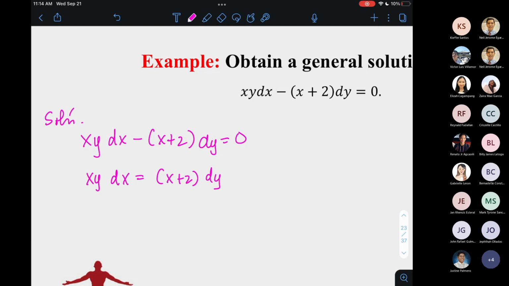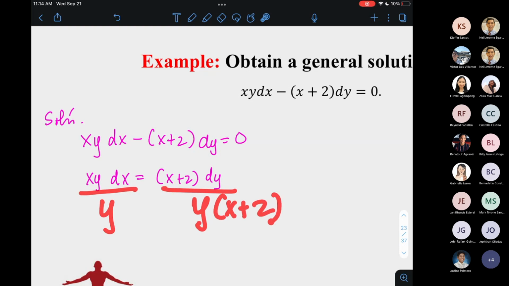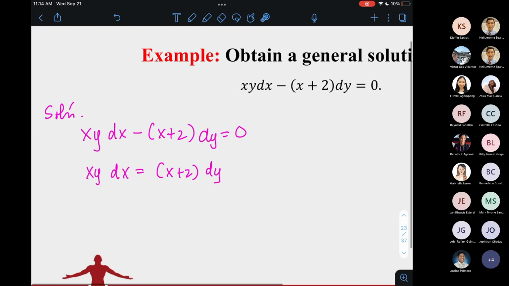Right? Nag-add lang ako ng x plus 2 dy to both sides. And then, i-divide ko lang ng y mula dito kasi ayokong may y na kasama kay x. Tapos ito, may x plus 2 pero ang kasama niya ay y. So I'll divide both sides by y and x plus 2 as well, right? Para ma-separate na yung mga variables. So if I'll implement that, we'll have what? We'll have x over x plus 2 dx equals dy over y. Okay? Good so far? Separation of variables.